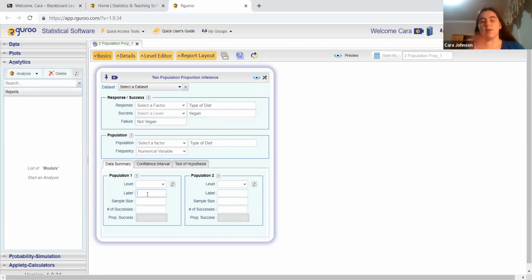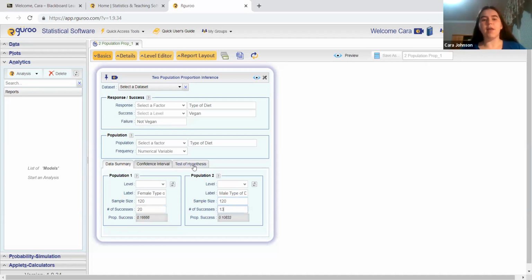Now down here, we're going to get more specific with our labels. We're going to label the variables specific to each population. So population 1 was women, so this is female type of diet. And then the other one is male type of diet. And then enter in our sample size and number of successes. So for women, we had 120 women, 20 of them are vegan. And for men, it was 120 and 13.